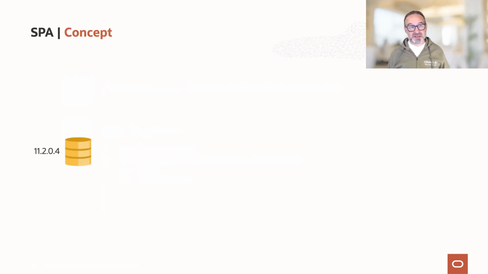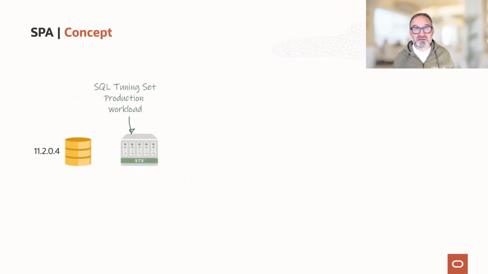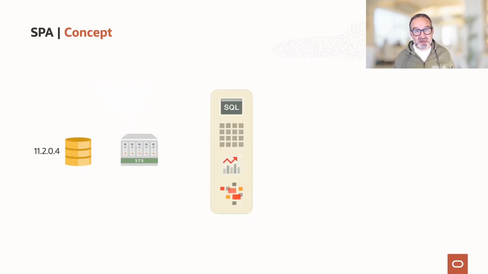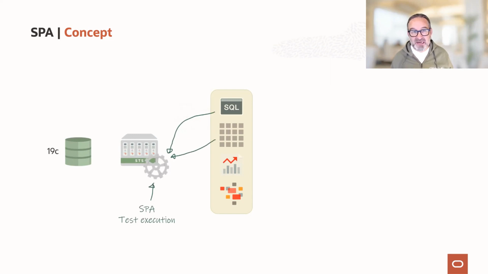So let's go for it. This is in my example 11.2.0.4 database, and this is my SQL Tuning Set, my production workload. So this is what I captured, and you know, all the statements and everything is in that production workload. Now I upgrade, I migrate, whatever I do, I'm on 19c. And with this information from the SQL tuning set, with the SQL statements, the schemas, the binds, and everything, we can now do a SPA test execution. It's like simulating in a sandbox.